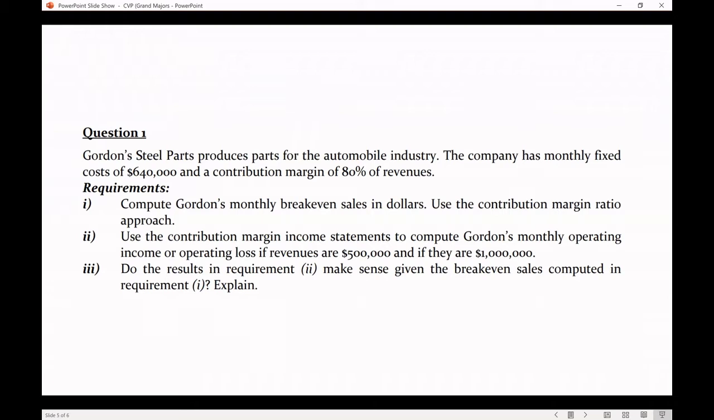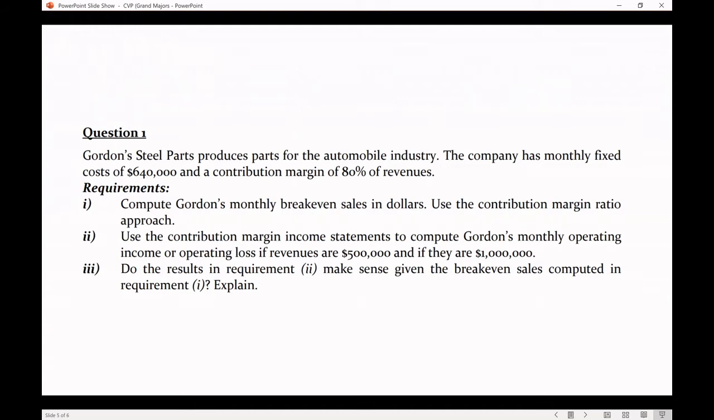And the last requirement says, do the results in part 2 make sense? So in part 2, we were given a scenario, and we're supposed to say whether we would be making an operating income or a loss. So does the result from that make sense given the break-even sales that we are going to compute in part 1? So you see now, we could have gotten 3 questions.